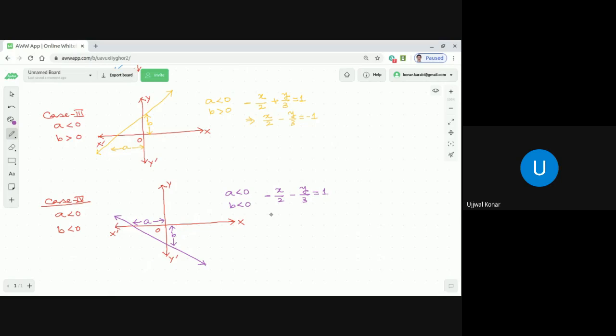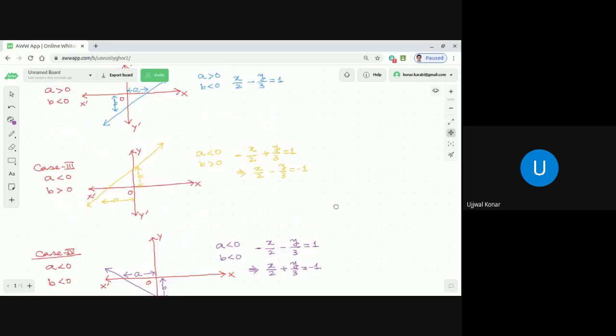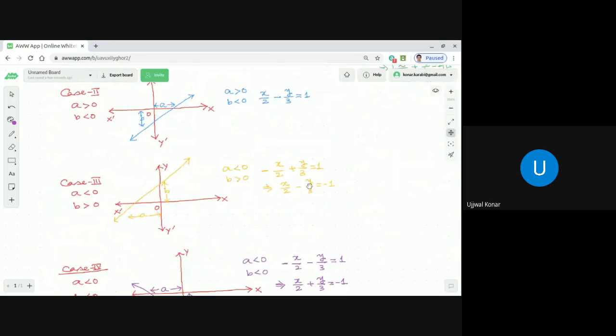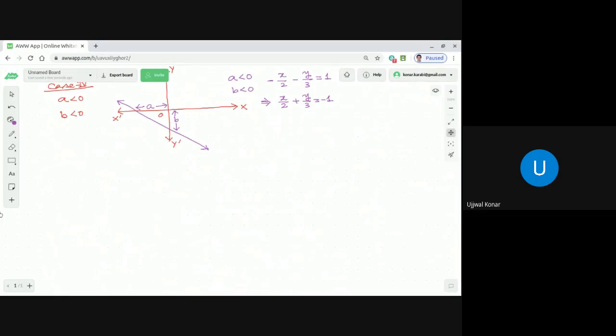Or as we do not prefer to start with negative in any expression or equation, we can write something like this. This means x by 2 plus y by 3 is equal to minus 1. So these are the 4 possible cases, based on whether the values of A and B are positive or negative. Now, dear students, we are going to solve some representative questions. We will solve some questions. So I suggest that you also open your notebook and do along with me.